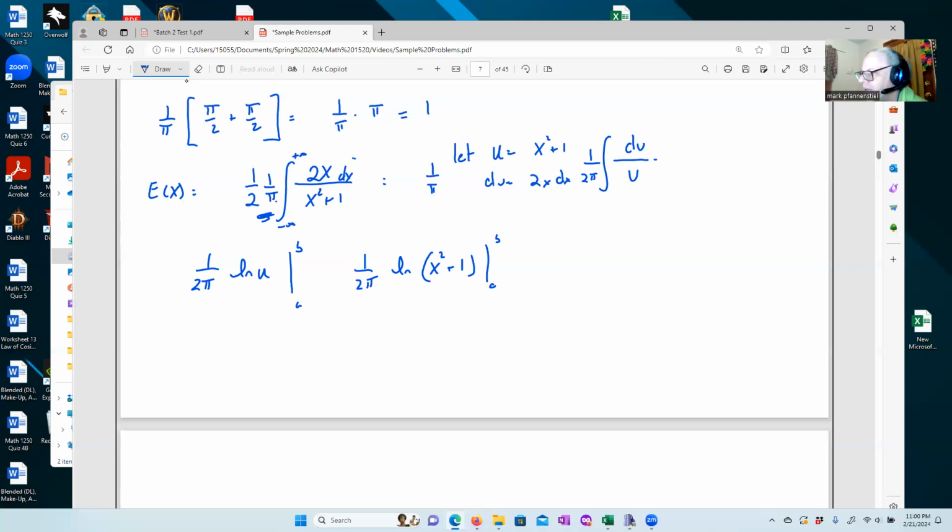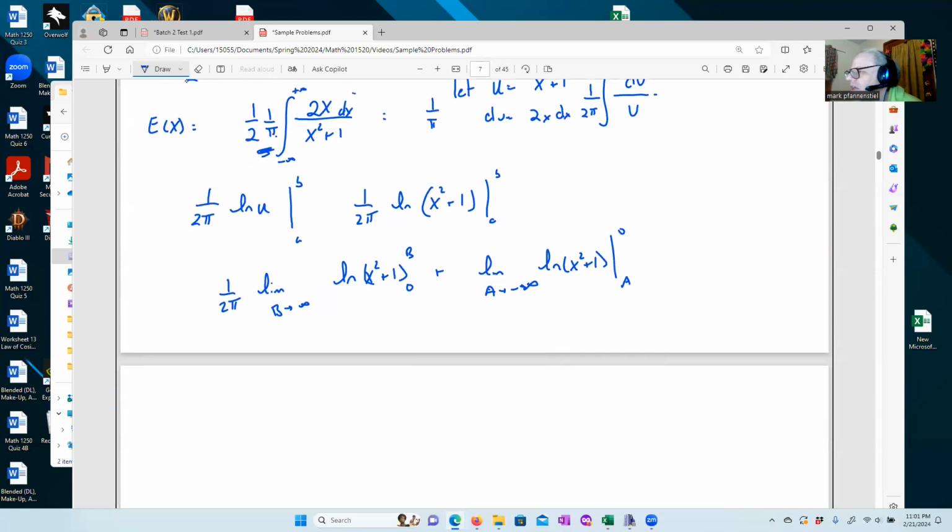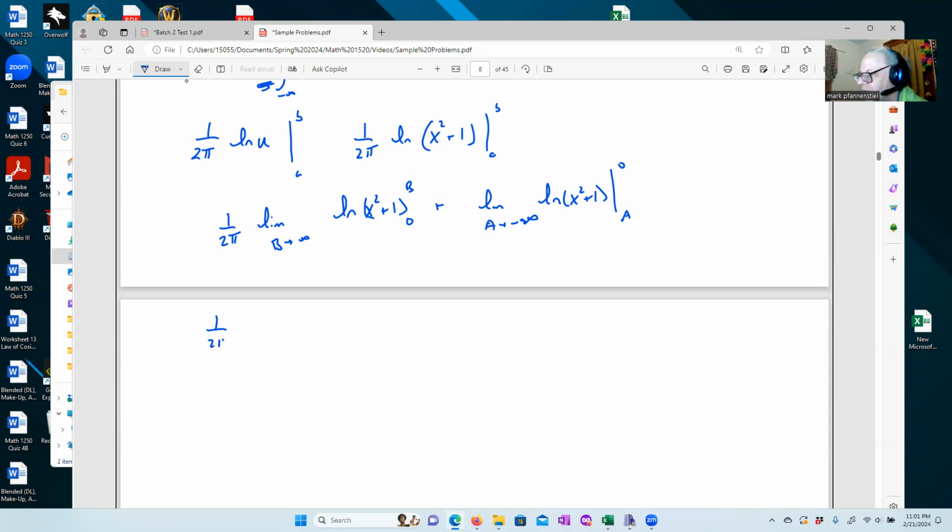So we're going to say, okay, this is going to be 1 over 2 pi. We'll say limit as b goes off to infinity, and then we'll have natural log of x squared plus 1 from 0 to b. And then on the other side, we'll say limit as a goes off to negative infinity, and then we have ln of x squared plus 1 from a up to 0. And we can go ahead and evaluate those limits. So we'll say we have 1 over 2 pi. That's delightful.